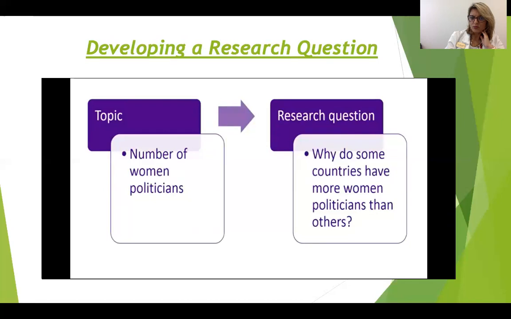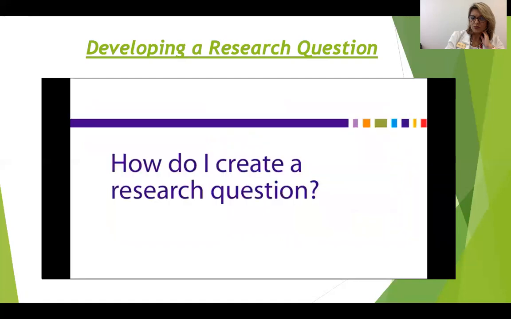There are lots of possible questions you could ask about any topic. For example, we could also ask, does having more women politicians lead to better laws for women? Picking a question helps you focus and gives you an angle to approach your topic. This helps you streamline your research and writing, which will save you a lot of time and make your papers better. Next, we'll look at how to create a research question.